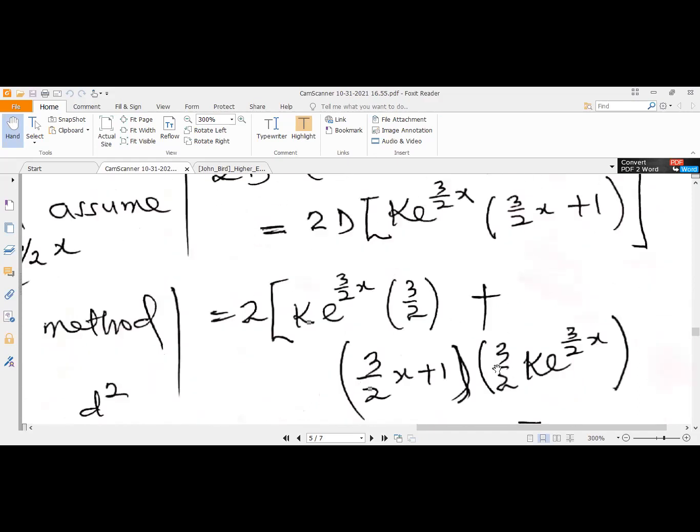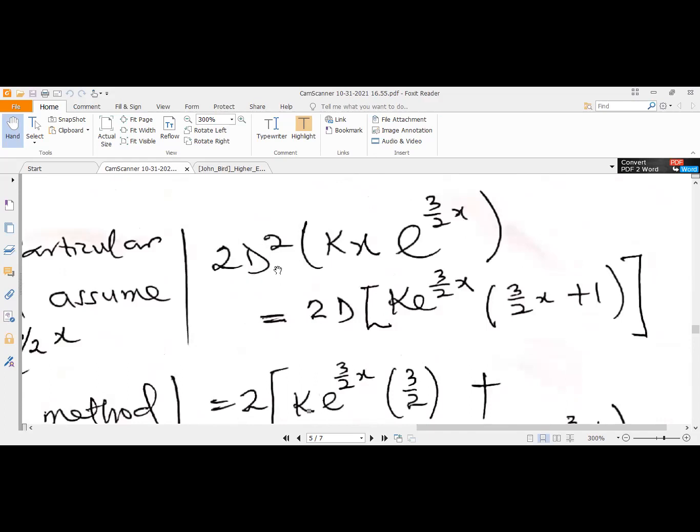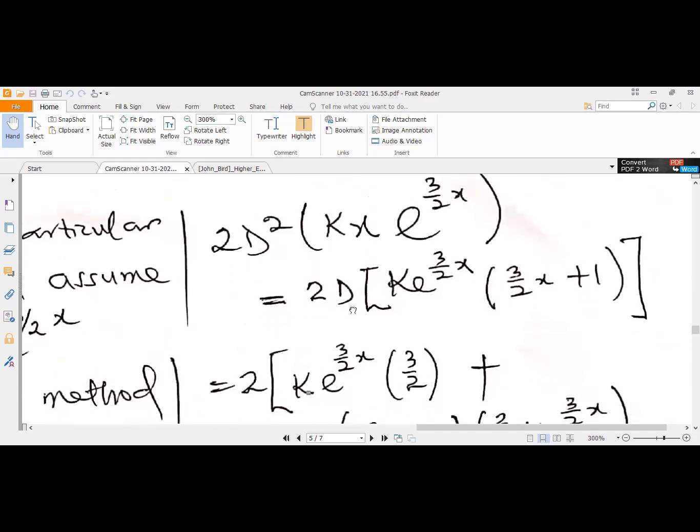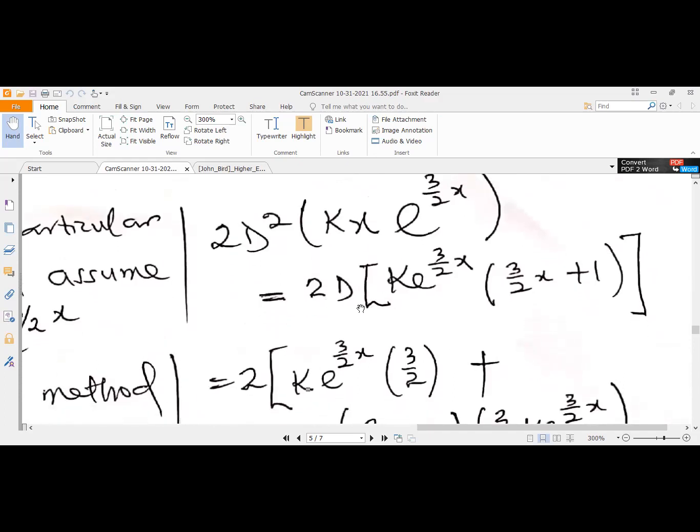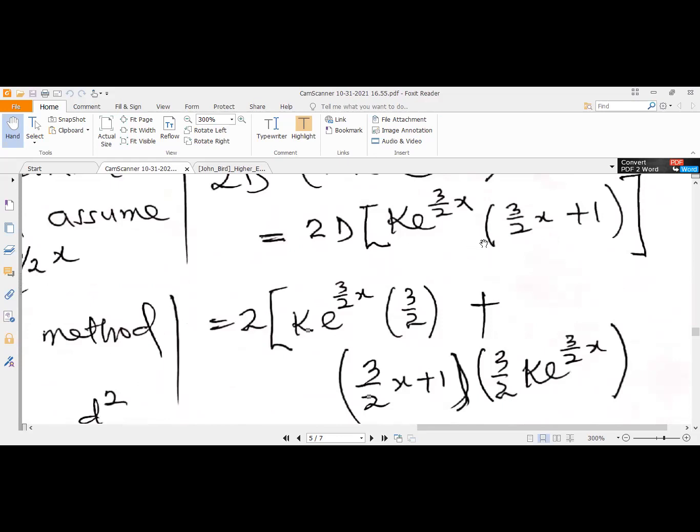Now let's go back to the second derivative. To differentiate twice, let's break it down. You have 2d, then into brackets the first derivative. Now, for us to differentiate this one, we need to first of all expand. Then after expansion, we will need to differentiate using product rule.